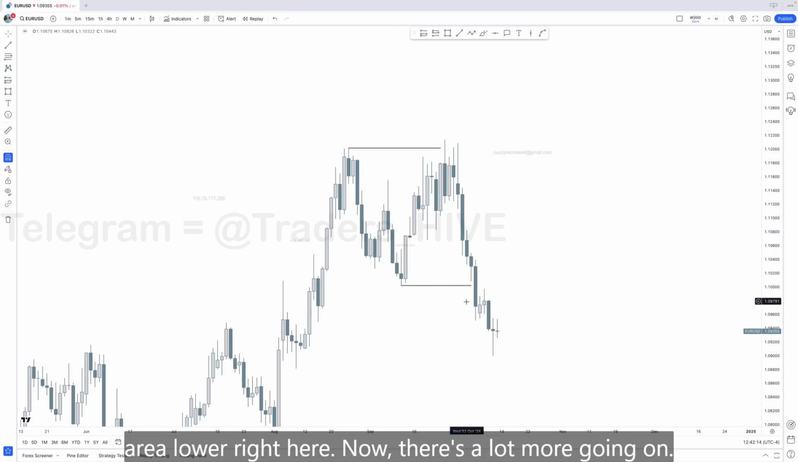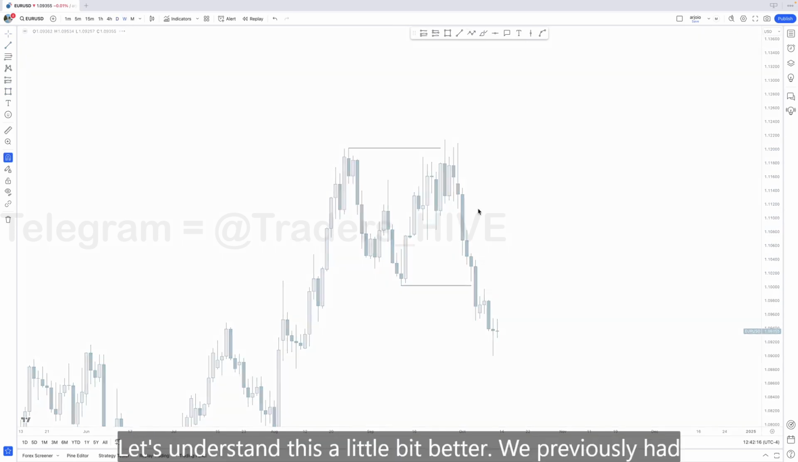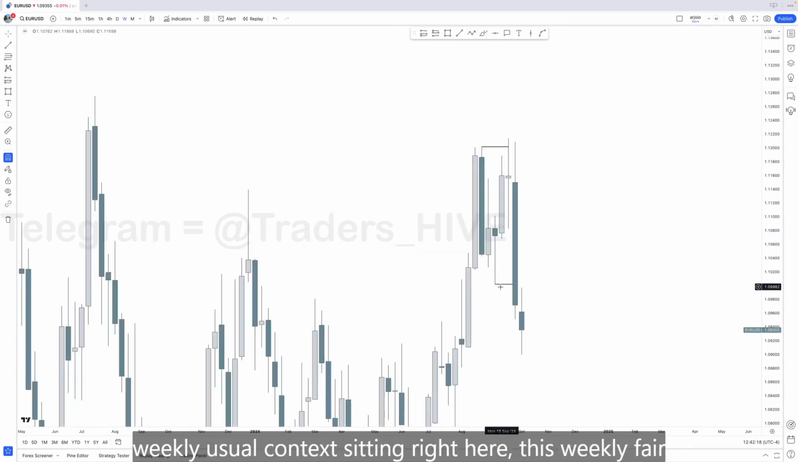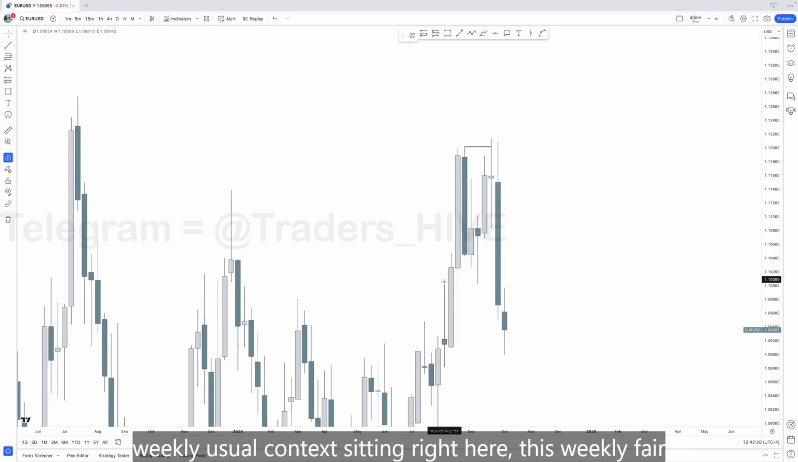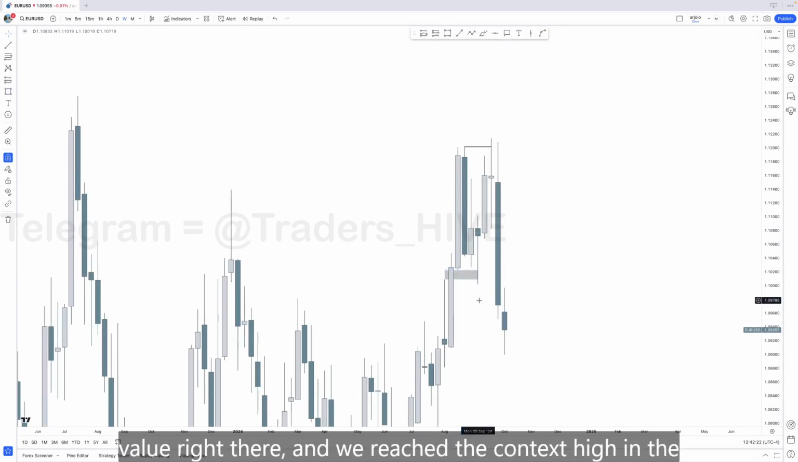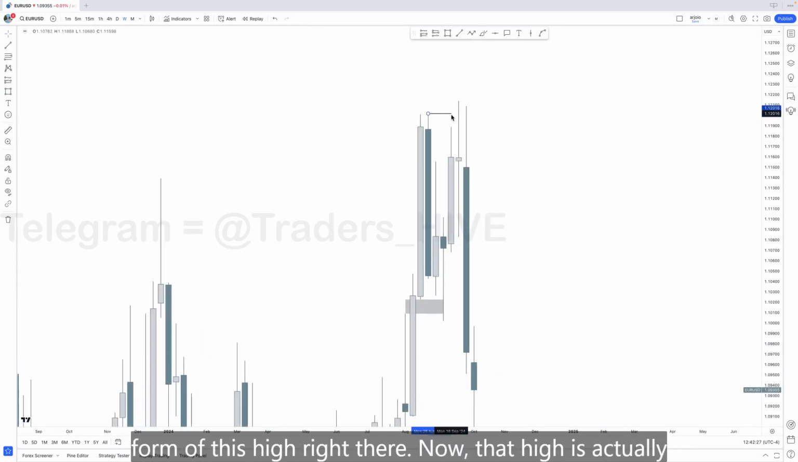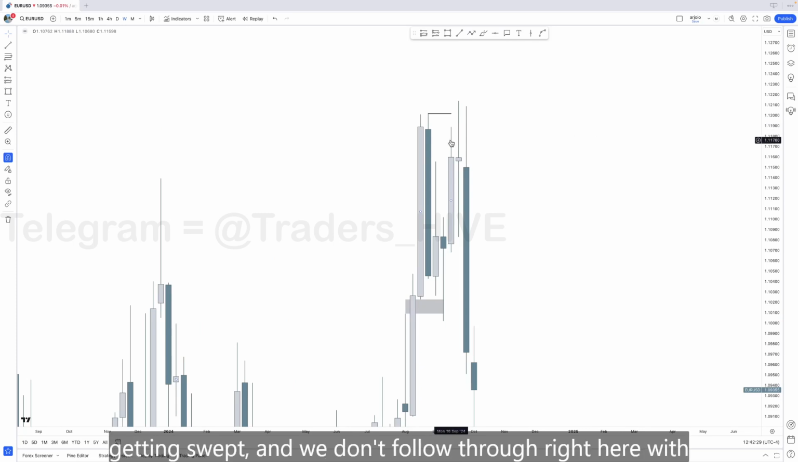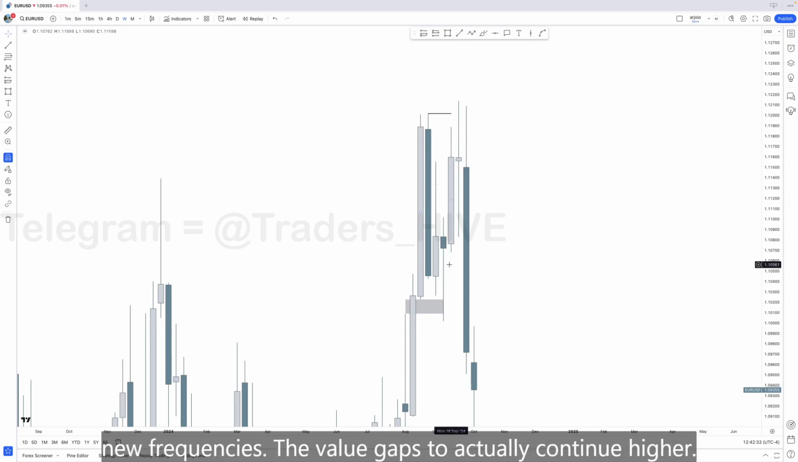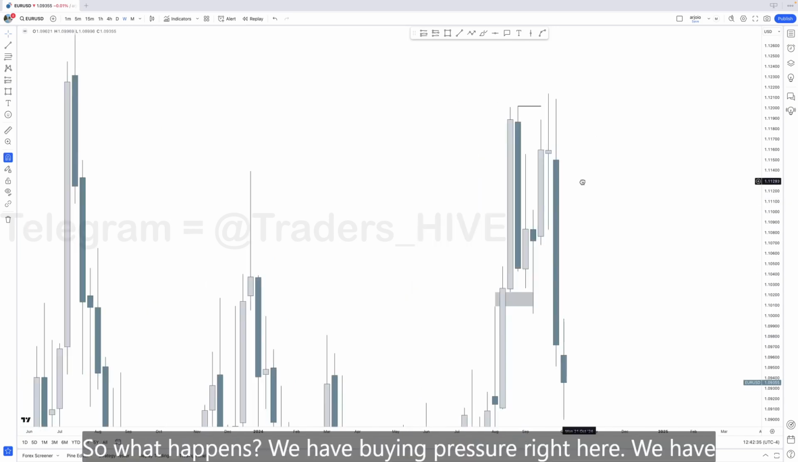Now, there's a lot more going on. Let's understand this a little bit better. We previously had a weekly unusual context sitting right here. This weekly fair value gap right there, and we reached the context high in the form of this high right there. Now, that high is actually getting swept, and we don't follow through right here with new fair value gaps to actually continue higher. So what happens?